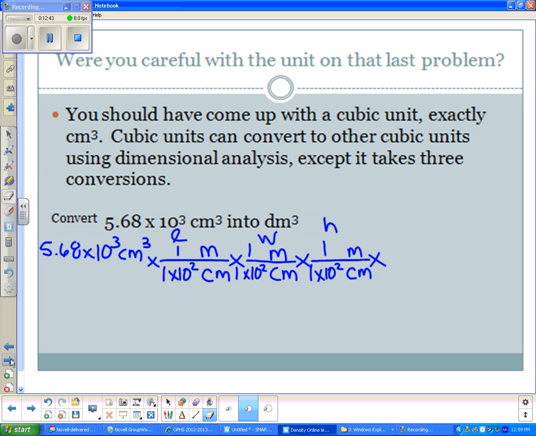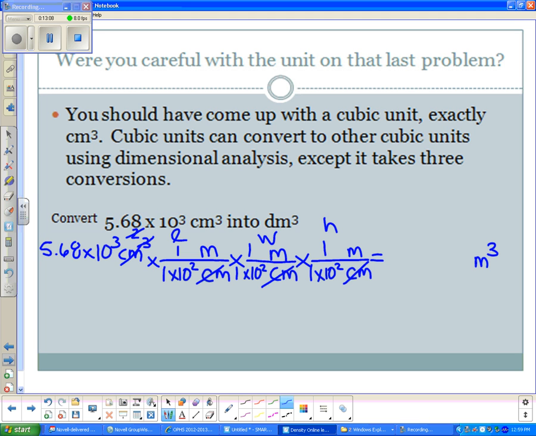Now, let's go ahead and get rid of this multiplication here. We're not going to need that quite yet. Okay, so this centimeter here cancels out the cube, leaves us with a square. This centimeter cancels out the square and leaves us with a centimeter. That centimeter cancels out that centimeter. Now we're to an answer that's going to be in meters cubed.